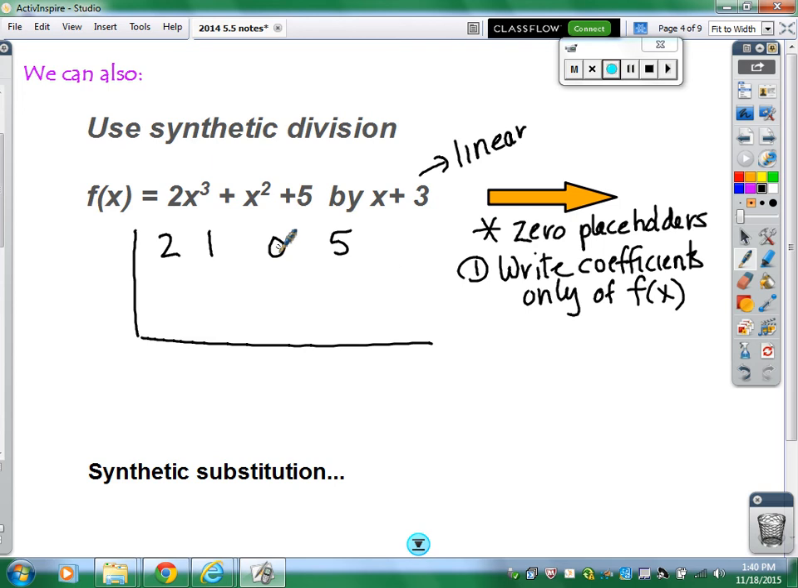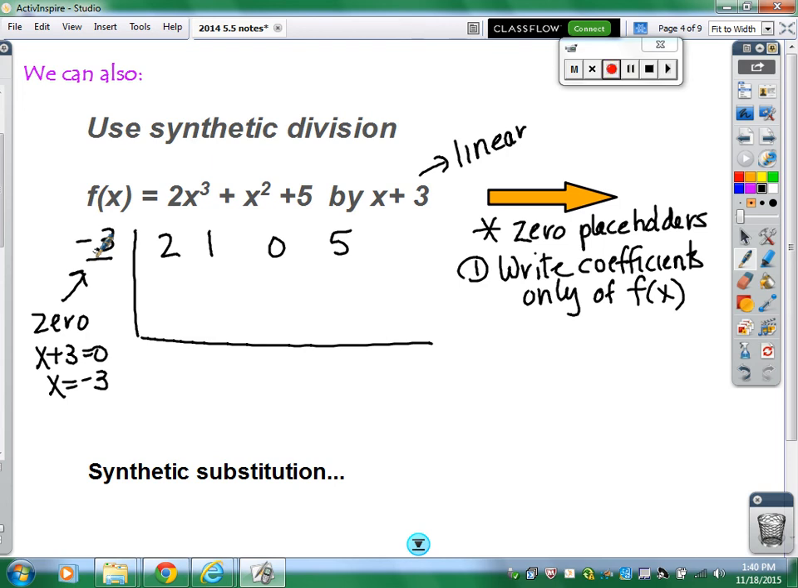All right, the number outside. I want the 0. What's going to go out here is the 0. So x plus 3 equals 0 means x is equal to negative 3. So we're putting a negative 3 out there. That's all about the setup. Now here comes the process.